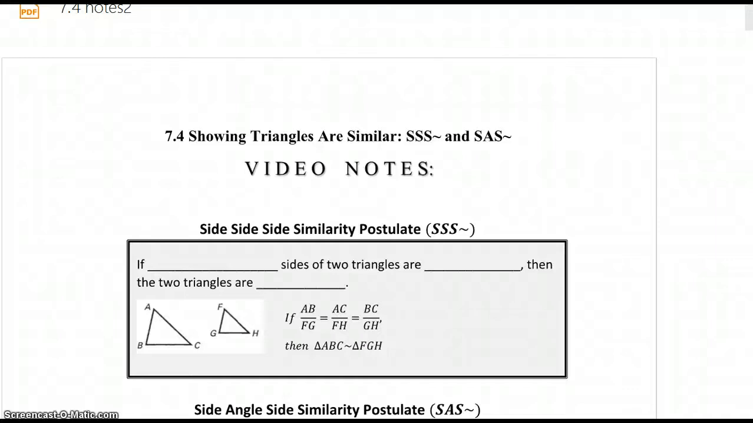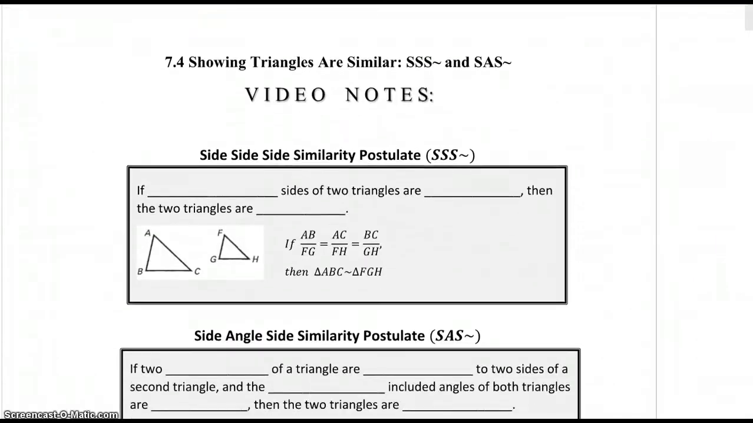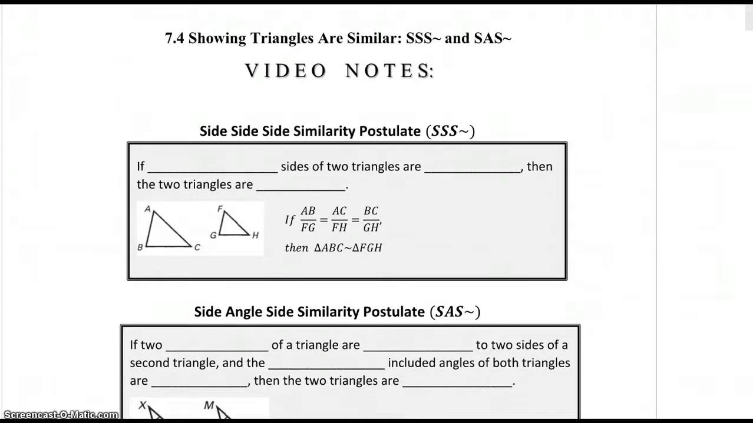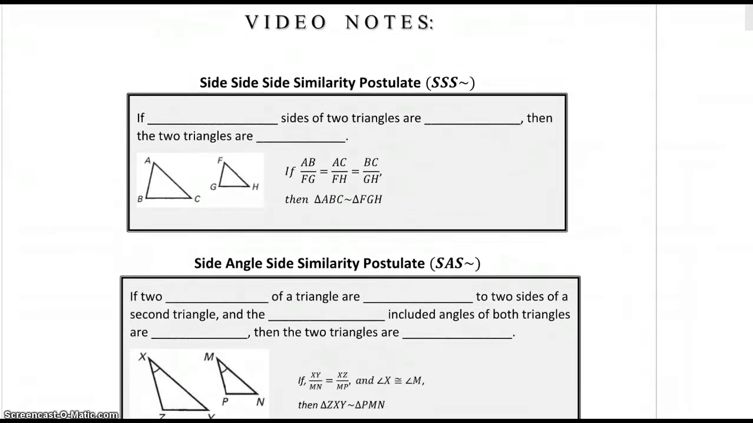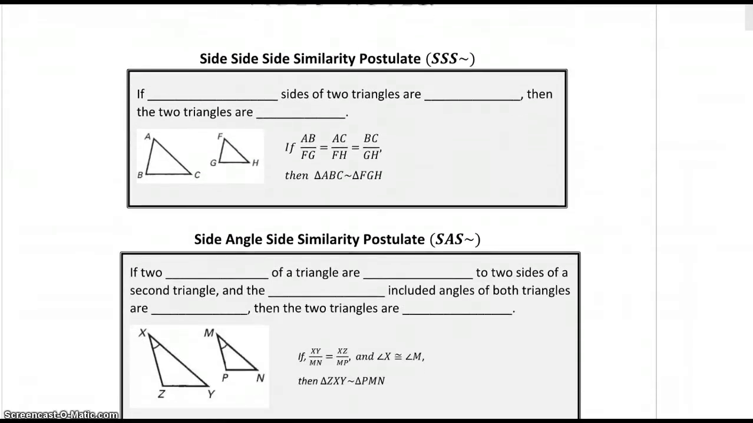Section 7.4 is now showing that triangles are similar by using the side-side-side similarity postulate or the side-angle-side similarity postulate. For the side-side-side similarity postulate, it says that if all pairs of corresponding sides of two triangles are proportional, then the two triangles are similar.